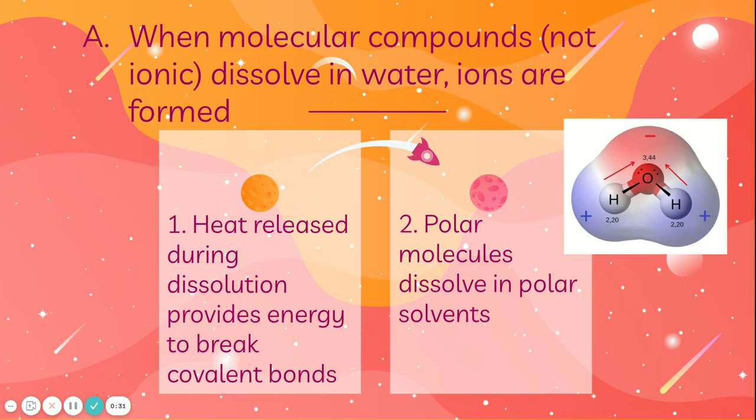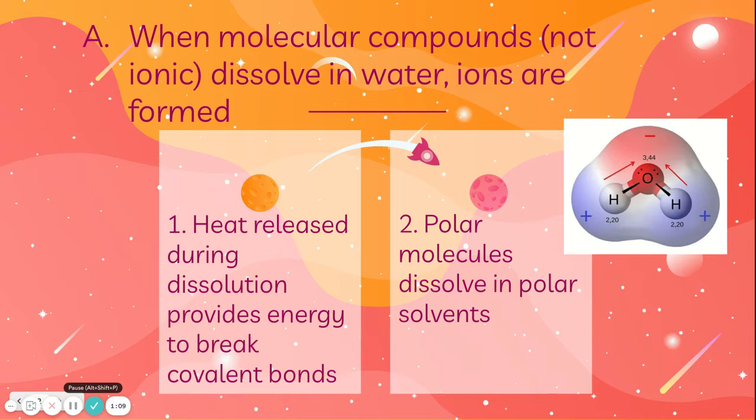So we do have extremely polar molecular compounds. An example of that would be hydrochloric acid. That's a hydrogen and a chlorine, so two nonmetals. So we do consider it highly polar covalent. And in water, it will dissociate and form ions. During the dissolution process, there are small amounts of heat that are released, which aid in breaking those covalent bonds.